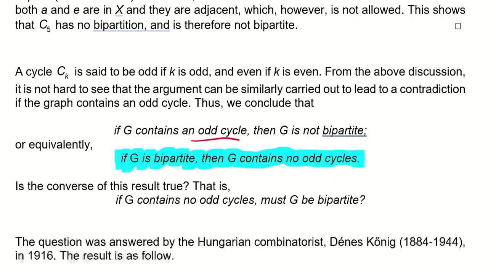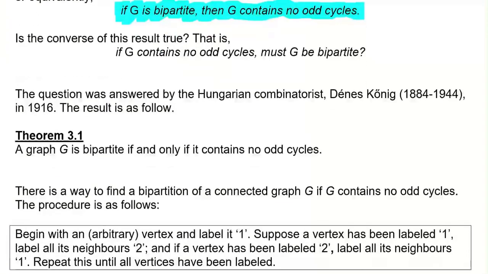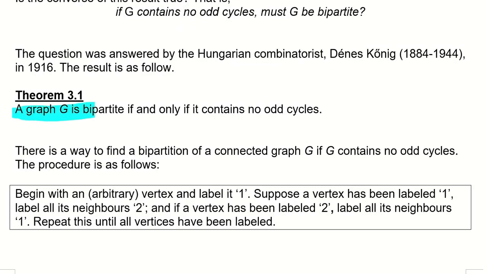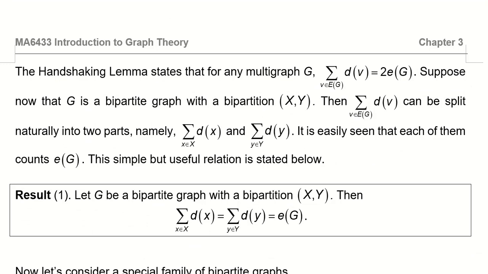And naturally, we ask, if G contains no odd cycle, must G be bipartite? And the answer is yes. We do not give a proof, but this is an important result for this chapter 3. So let us look at result 1. Let G be a bipartite graph with bipartition X, Y. Then the sum of degrees in X and the sum of degrees in Y are the same, and it is actually the number of edges in G.